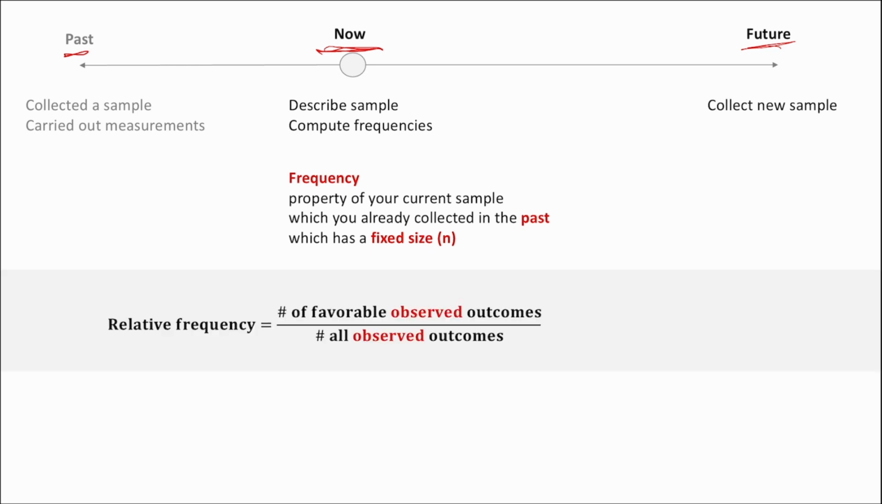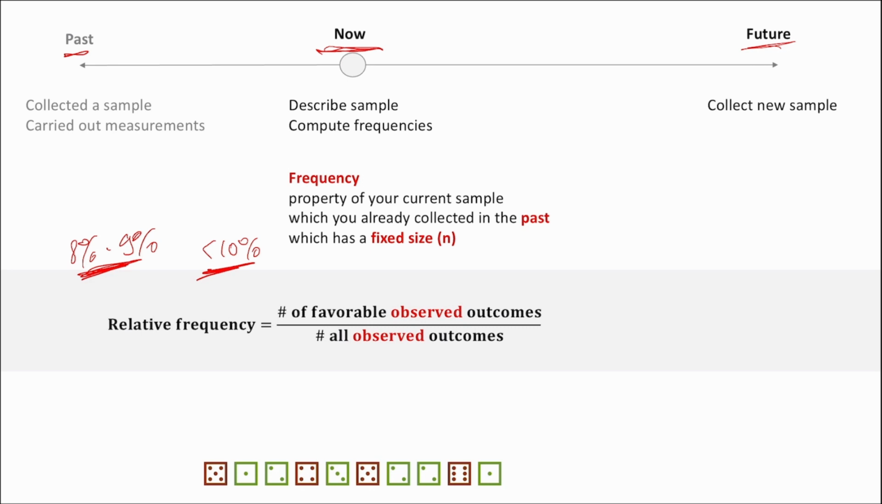And this is how we compute relative frequency, right? So we count all favorable observed outcomes, and we divide it by all observed outcomes. For example, what does favorable mean? For example, you can find out how many apples have sugar content below 10%, or maybe how many apples have sugar content between 8% and 9%. So you simply count how many apples you have in your sample which correspond to this requirement, and then you divide by the total number of apples that you have collected. That's how we compute relative frequency, right?